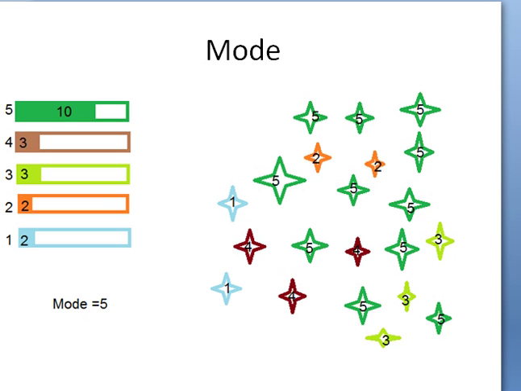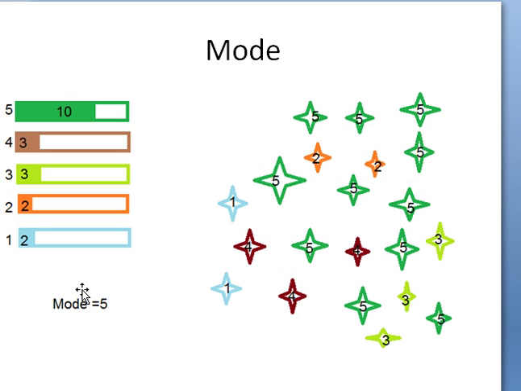This is even more straightforward than mean and median. The mode is the data point that occurs most frequently. So what is the most frequent occurrence here? 5 is the most frequent occurrence here, and second is 4, and 3, and 2, and 1. So the mode of all this is 5.